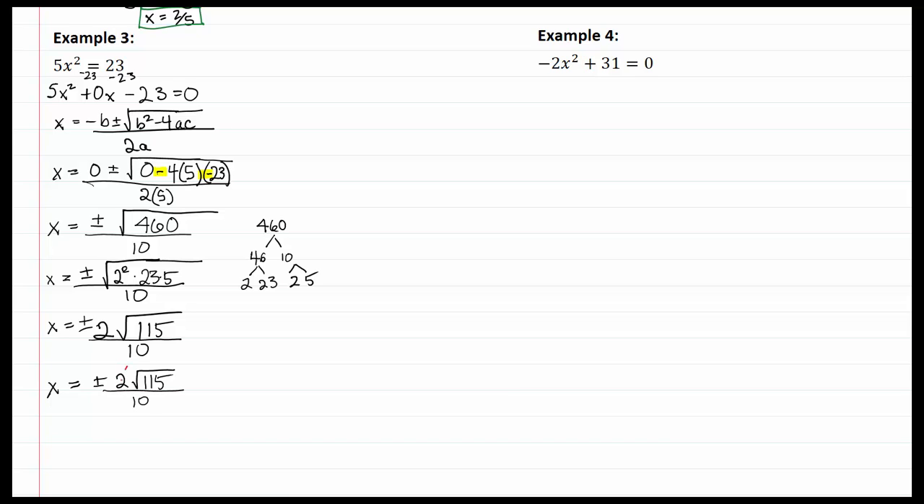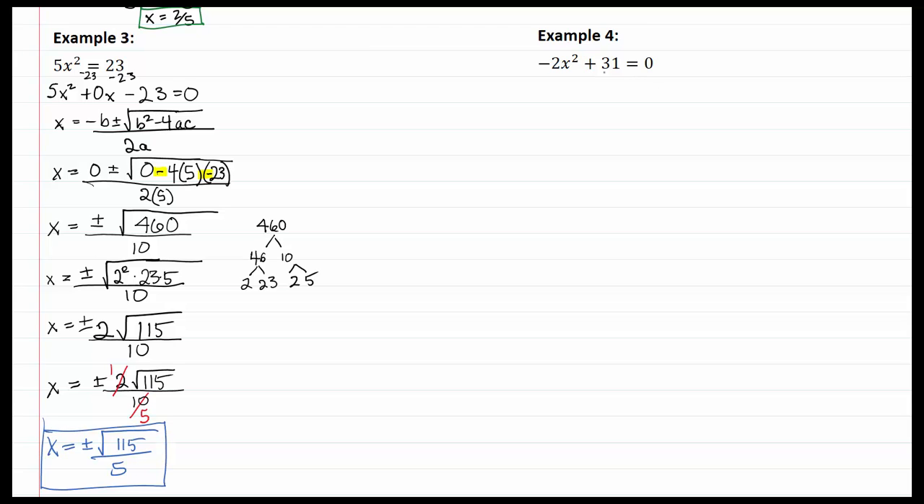I'm going to reduce that. That's a common factor of 2. 2 divided by 2 is 1. 10 divided by 2 is 5. So I'm almost there. My final answer is going to be x is equal to plus or minus root, because I don't have to write the 1 anymore, 115 over 5. That's my final answer.